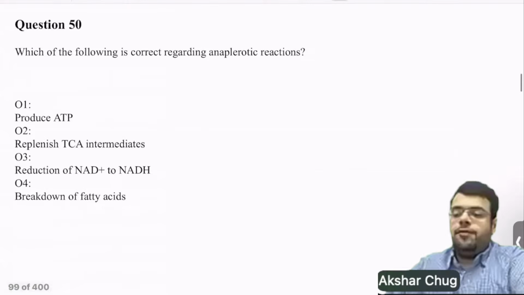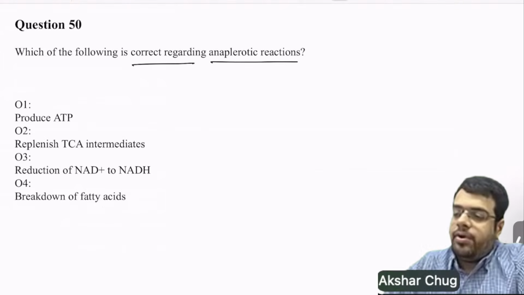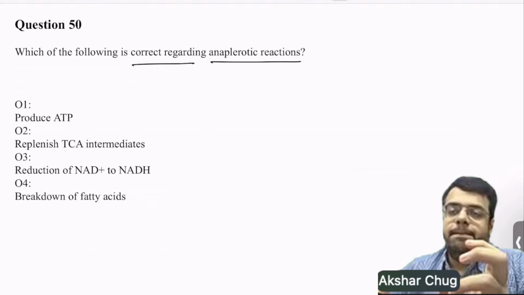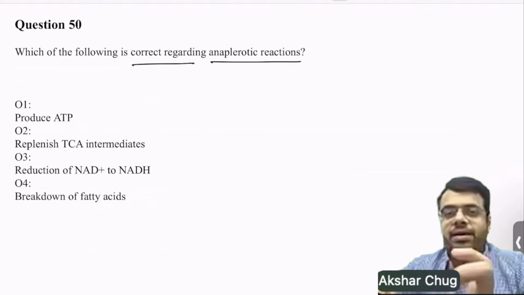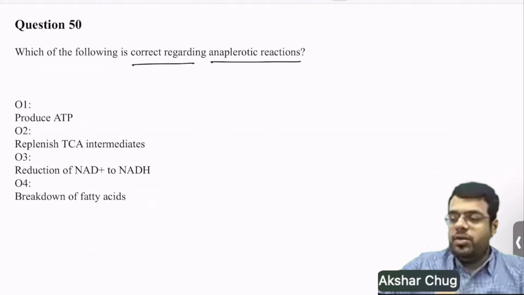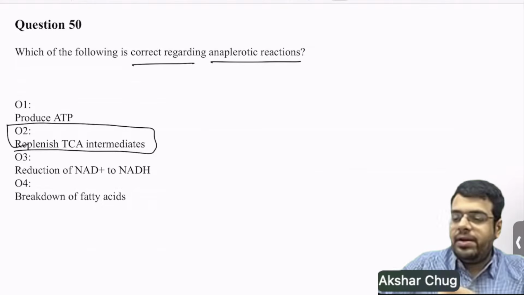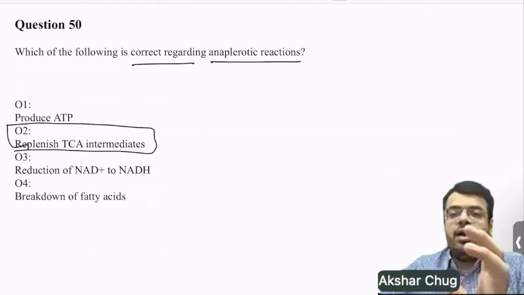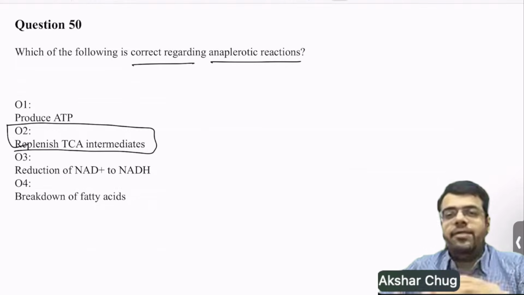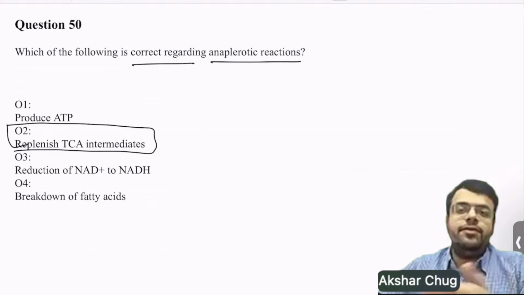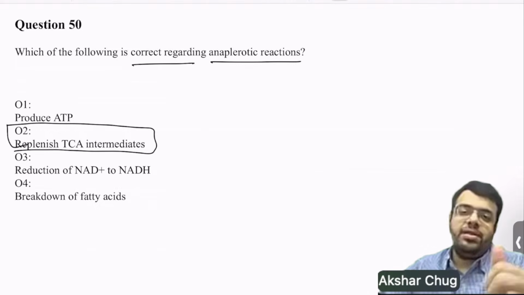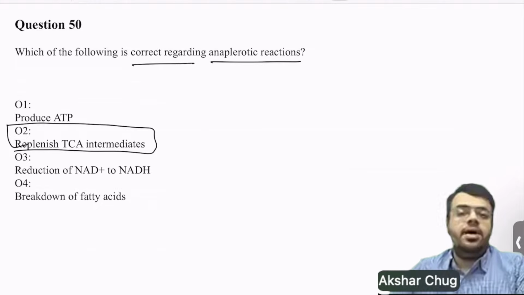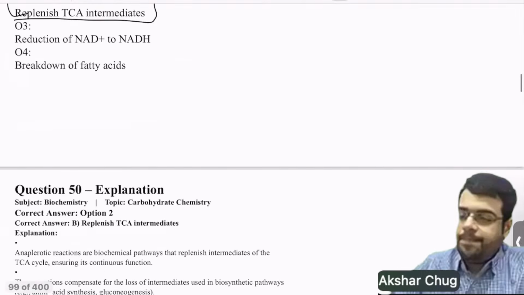Moving on to the 50th question, which of the following are correct regarding anaplerotic reactions? Now, anaplerotic reactions are the reactions which replenish the intermediates in the tricarboxylic acid cycle, or the Krebs cycle. So basically, the answer would be replenish the TCA intermediates, right? There is a certain set of reactions known as cataplerotic reactions. They will reduce the number of intermediates in the body, whereas anaplerotic reactions will increase the number of these intermediates in the body. Intermediates such as succinyl-CoA, malate, and oxaloacetate are used in the formation of other important compounds in the body.